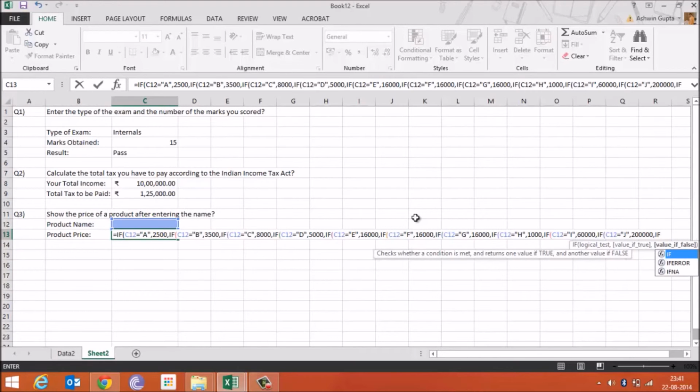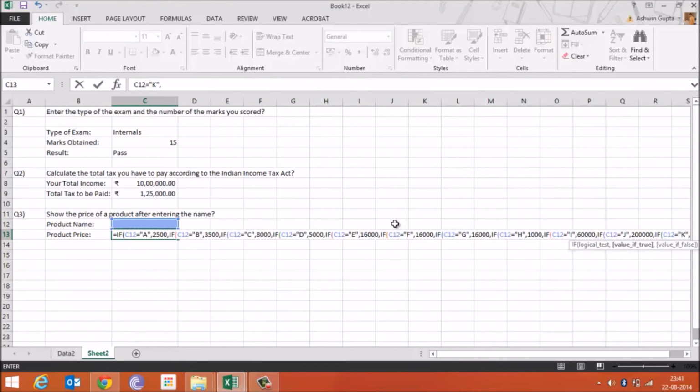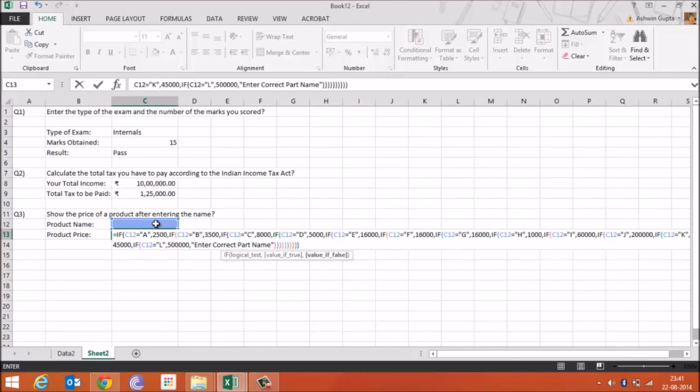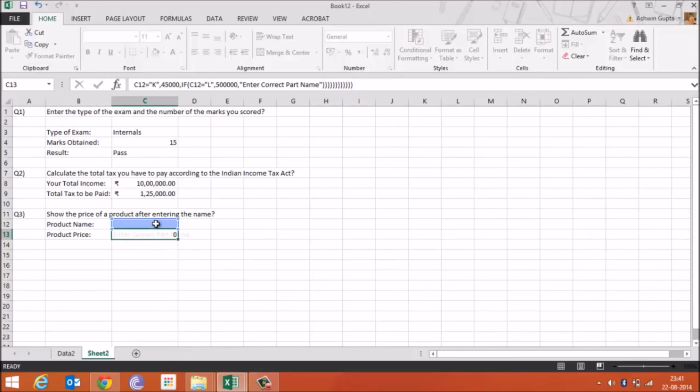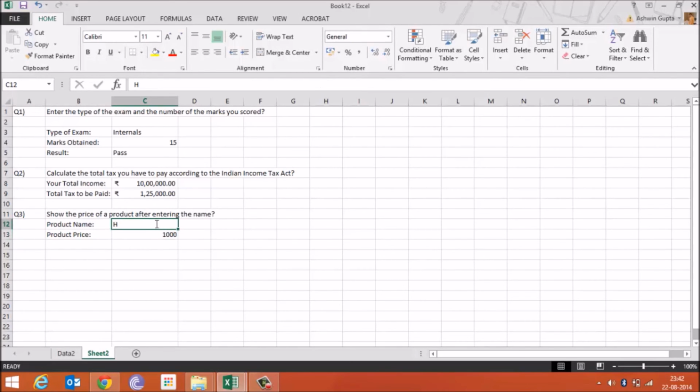Like this, we go up from A to L. We're done with J by now. Now, in case we enter something different from A to L, then we will be having "enter correct part name" as a fail safe over there. So this is how the different product names work and give us the price for it.